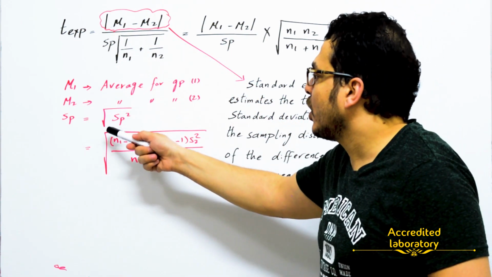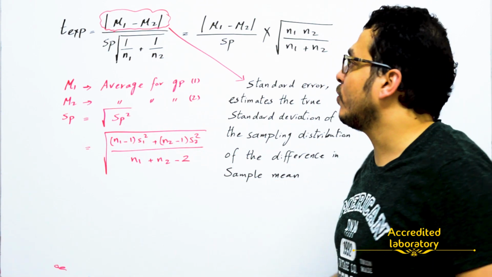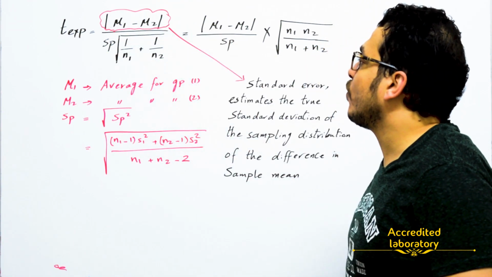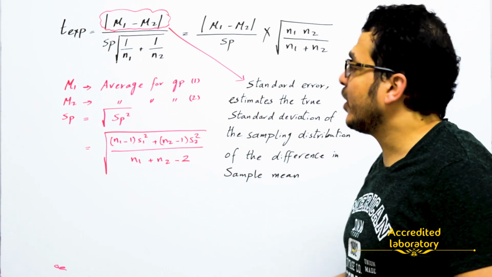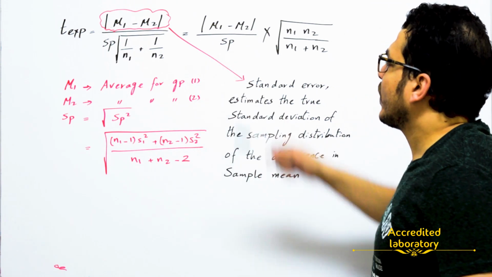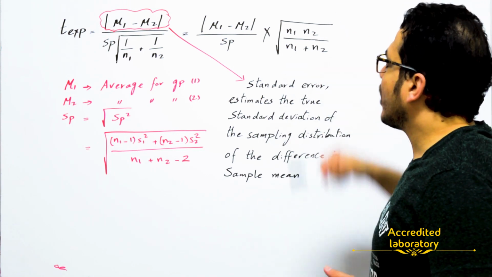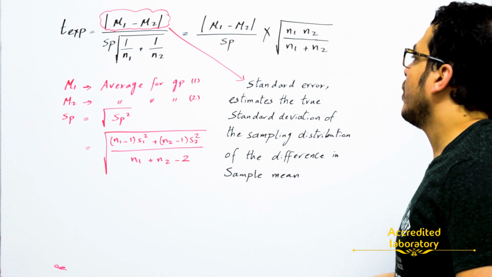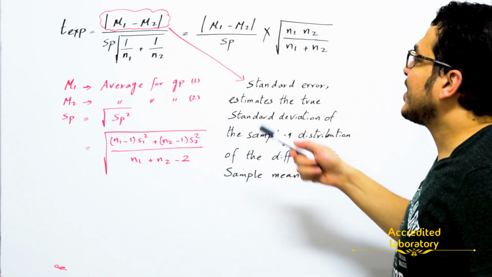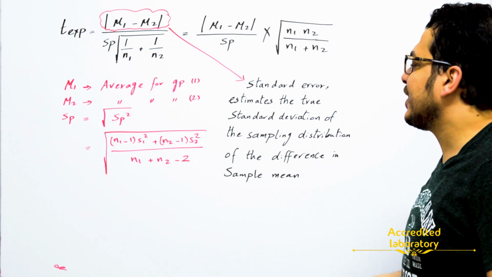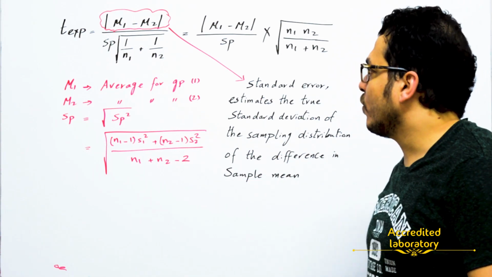divided by SCP, which is equal to the square root of Sp squared, which estimates the common population variance between the two groups of samples, multiplied by the square root of 1 divided by the number of replicates of group 1 plus 1 divided by the number of replicates of group 2. This is equal to the absolute value of the average of group 1 minus the average of group 2 divided by Sp, the pooled variance, multiplied by the square root of n1 n2 divided by n1 plus n2. And this is the standard error, which estimates the true standard deviation of the sampling distribution of the difference in the sample means between the two groups of samples.